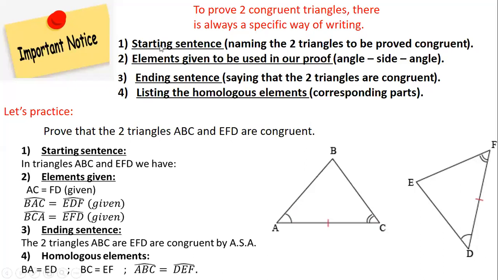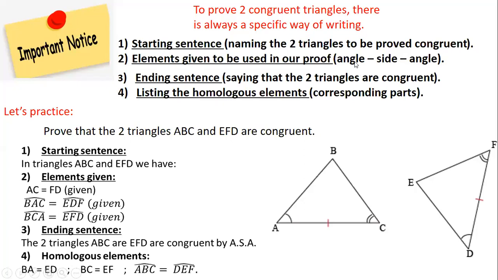The starting sentence is very easy. I don't invent it. It is here in the question. I just write in triangles ABC and EFD we have. So from where do I bring the starting sentence? From the question. This is the starting sentence. Step number 2, the elements given. What do I mean by the elements given? The equal elements that are marked in my figure.